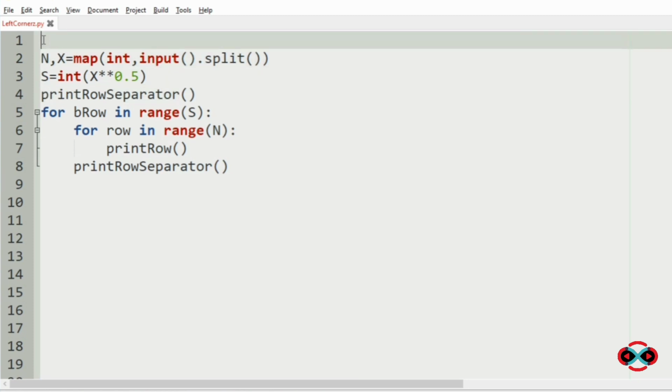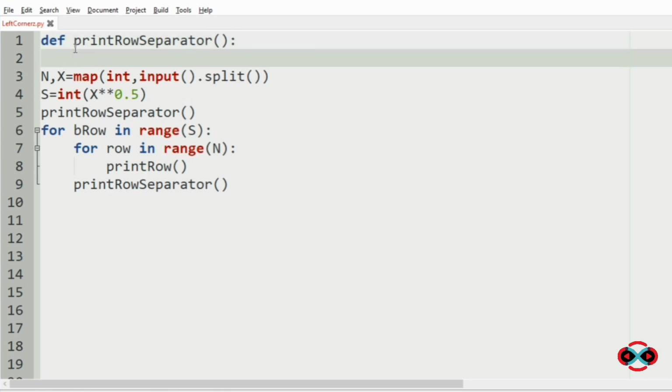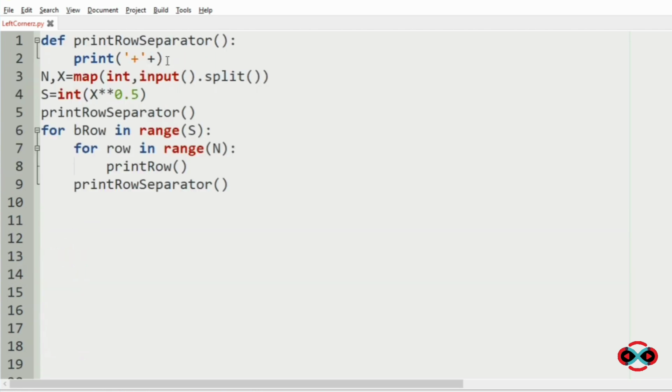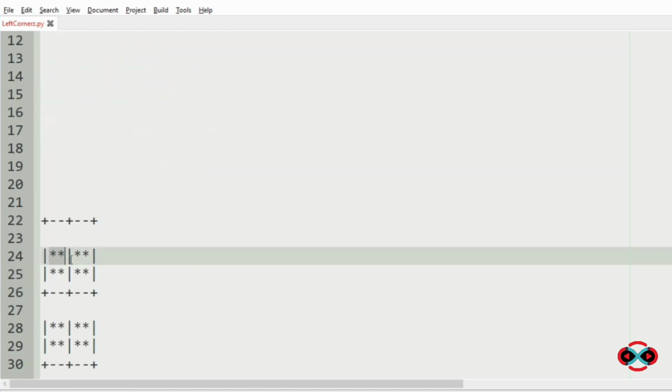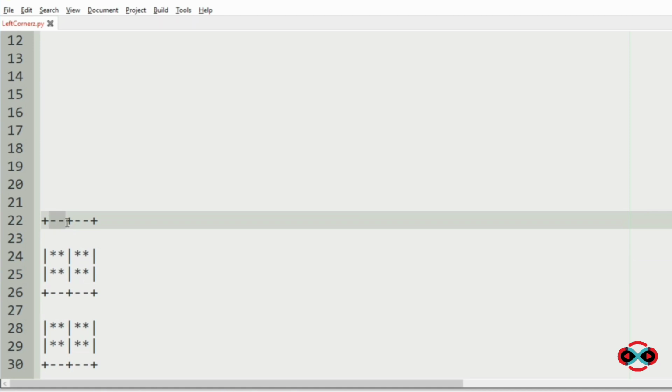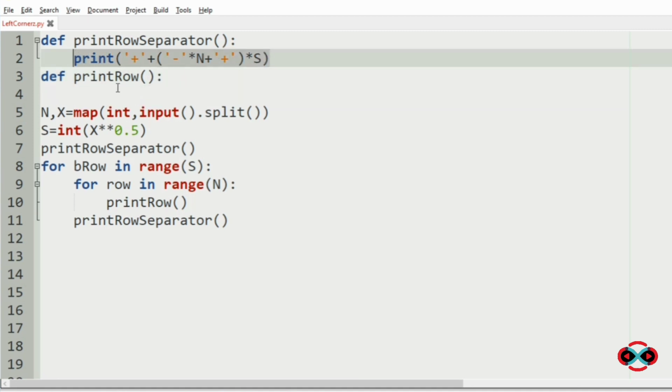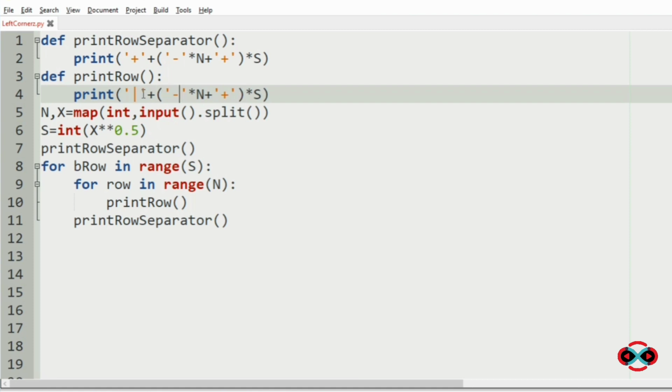Now we will define them. The printRowSeparator will print first the plus symbol, then we'll have the hyphen repeated n times, so asterisk n, then the plus, then this will be repeated for s times. So you can clearly see that the hyphen is repeated n times, then it is totally repeated for s times. Then we'll define printRow. We'll have some modifications here, that is, instead of plus, we'll have the pipe symbol. We have done with our code.